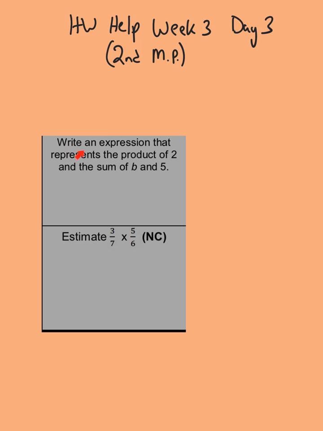This first problem says, write an expression that represents the product of 2 and the sum of b and 5. Right away, this problem is like brain overload. There's a lot going on in it. So I'm going to go through and circle all the different parts.